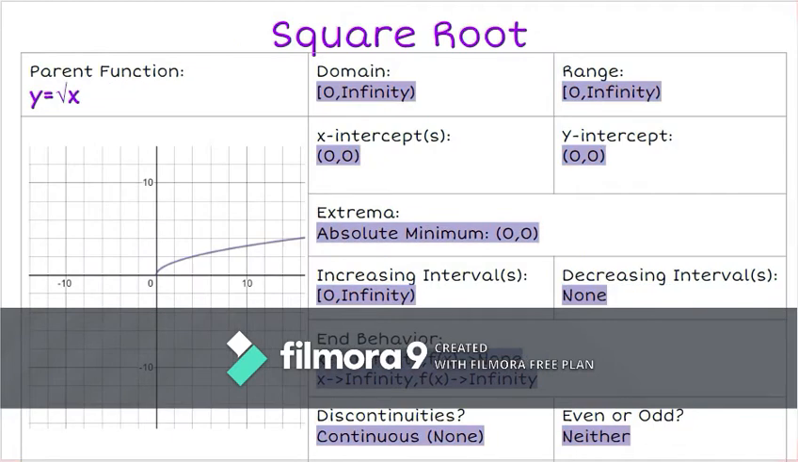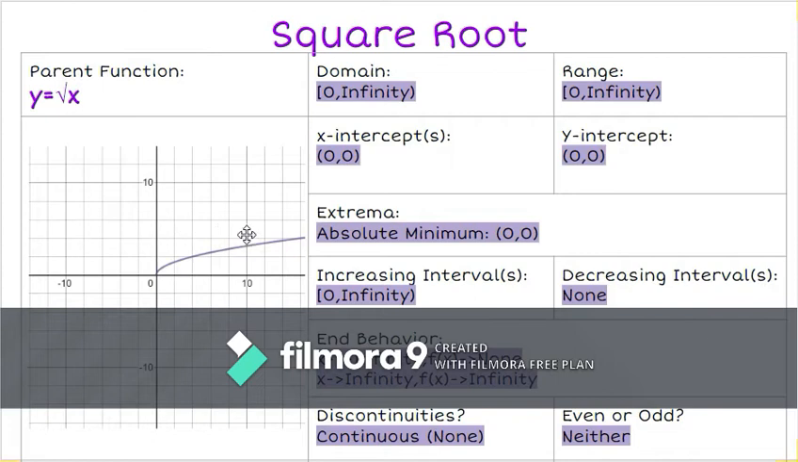Alright, and then let's do the square root. The domain, pretty simple on this one. If it's left to right, we go left. There's nothing on the left side of the graph. And then we go here. Domain starts at 0 and then it goes on infinitely. The range, same thing. It starts at 0 and then it looks like it would go on infinitely.